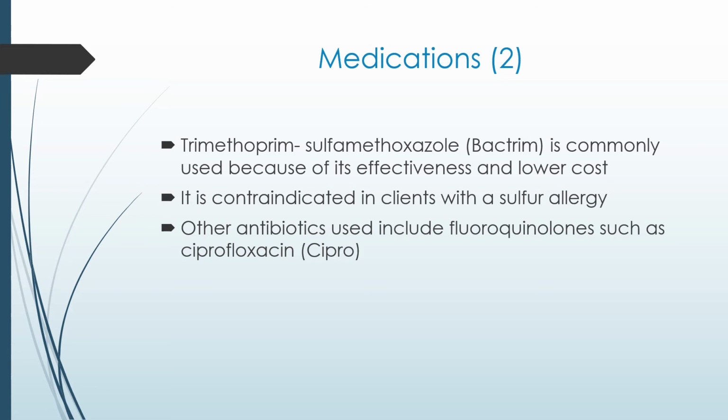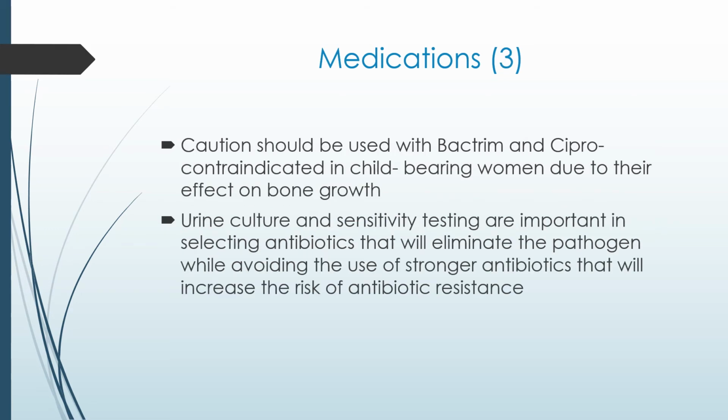Other antibiotics will include fluoroquinolones such as Cipro. So caution should be used with Bactrim and Cipro. It will be contraindicated in childbearing women due to their effect on bone growth. So if you have a teenager who may be sexually active and developed a UTI and then went on to develop a kidney infection, Bactrim or Cipro would not be a very good choice for them.